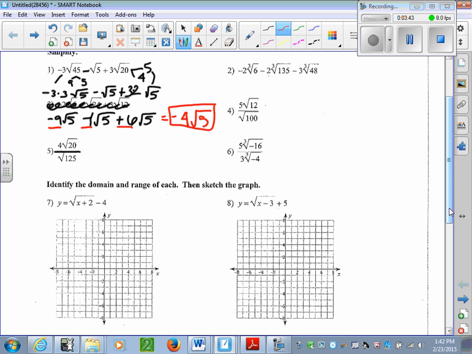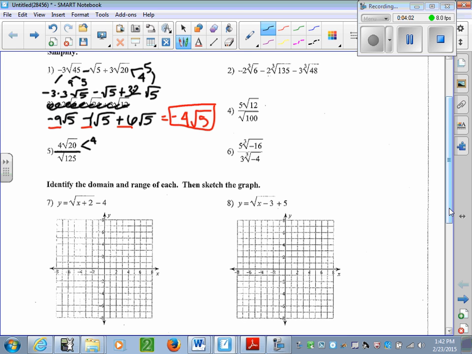Alright, so now I have more space down here. Alright, so number 5. So I'm going to simplify each radical first. I'm taking the square root, and because my index isn't shown, I know it's an index of 2. And I have 20. So I need to think of a factor of 20 that's a perfect square. Well, that would be a 4.